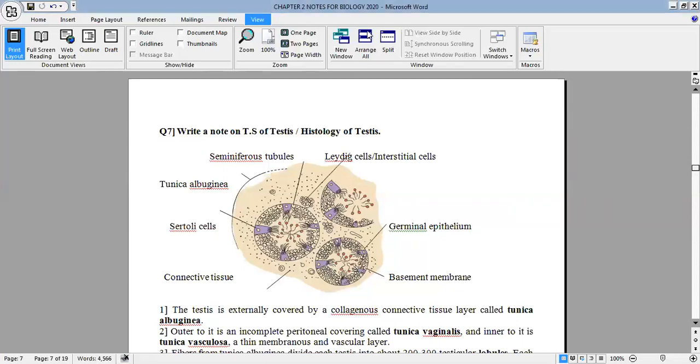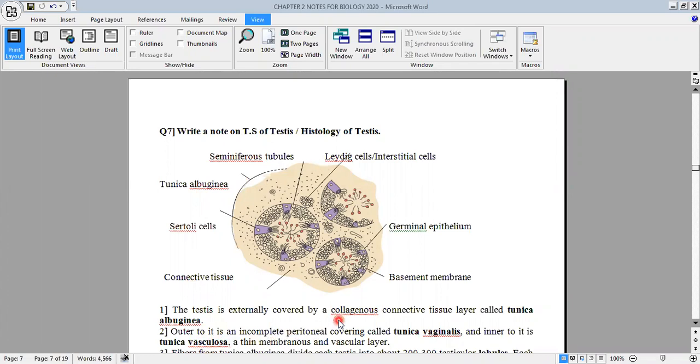In transverse section, as you can see here in the diagram, the testis shows a middle layer. Only the middle layer you can see here, called tunica albuginea. Here you can see this is the middle layer.